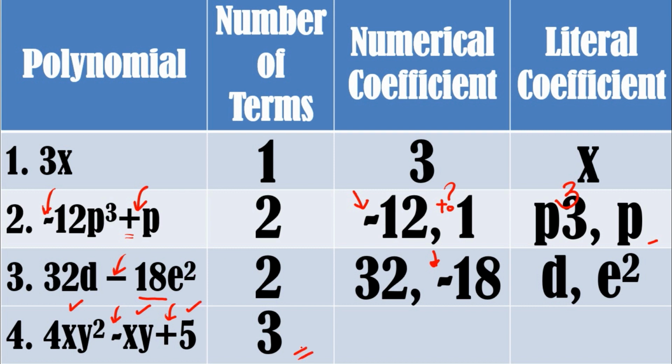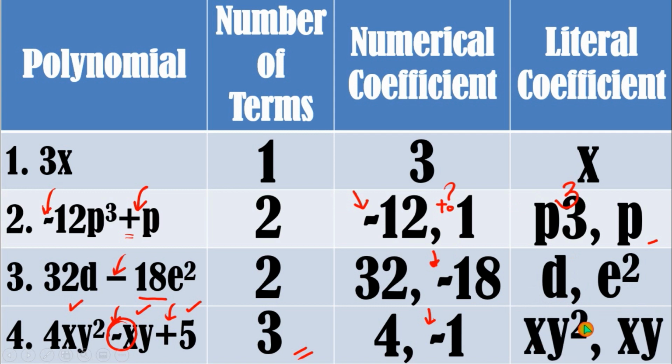Kaya to naging 3. Then, okay, so what's the numerical coefficient for number 4? We have 4 and negative 1. So, again, saan galing yung negative 1 natin dito? It's there. Okay? There is always an invisible number there. And bakit siya negative? Kasi nga, may negative tayong, or may minus tayong sign doon. And remember, minus becomes the sign of the next number. Okay? So, next, what's the literal coefficient? The literal coefficient is xy squared, comma, you have to put in comma, xy.